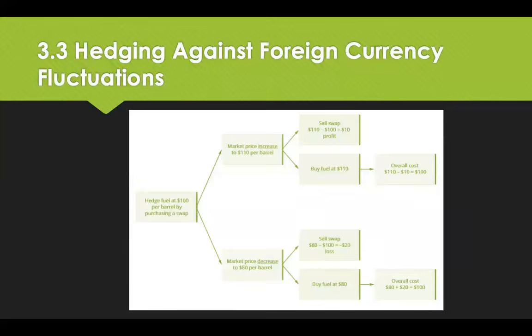Now, hedging is a technique used to protect against foreign currency fluctuations. What this slide shows you is an example of how it might work in practice. If a contract was based on a price of $100, then the buyer would purchase financial instruments known as swaps for two scenarios, one where the price went up and one where the price went down. If the actual price alters, then one of the swaps will lead to a payout, but the other won't, and the money to purchase it will have been wasted.